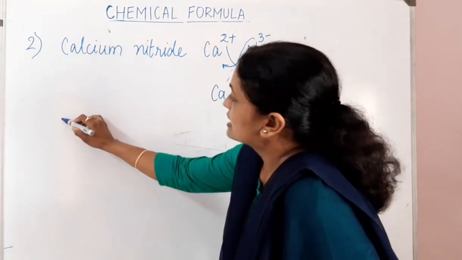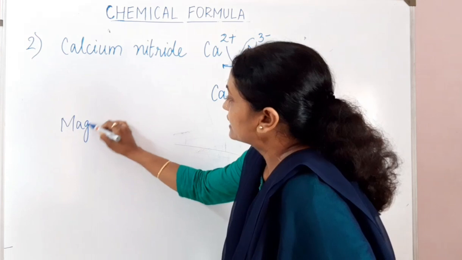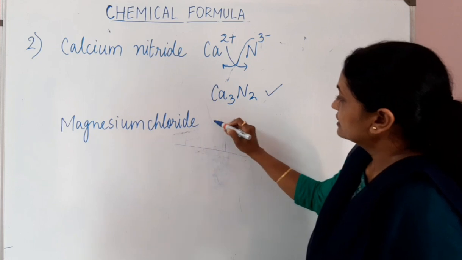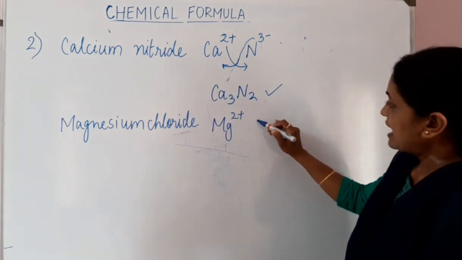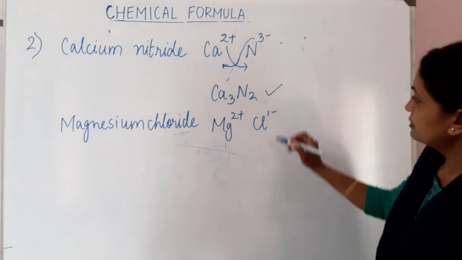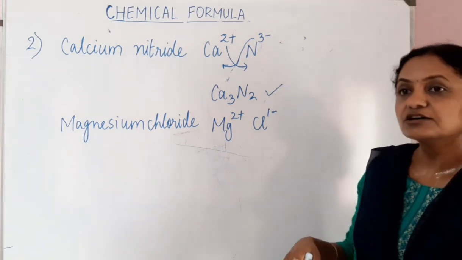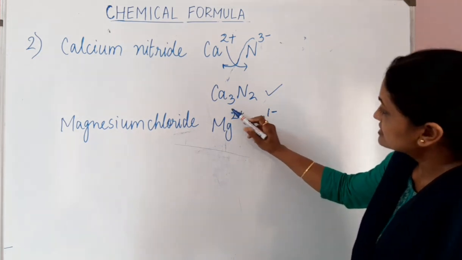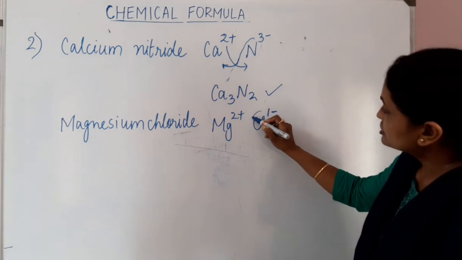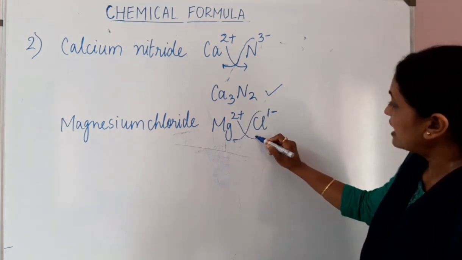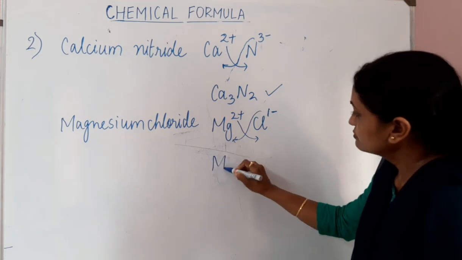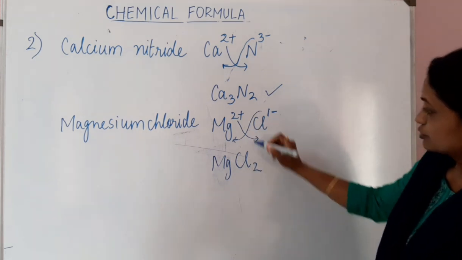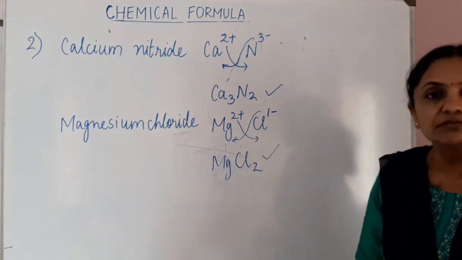Let us take one more example here, magnesium chloride. Magnesium is Mg2 plus and chloride is 1 minus. So again, what is the step? First write the positive and the negative radical side by side and the charges as superscript, and then these charges are interchanged and written as subscript. So Mg1, as I told you, no need to write, and chloride is here 2. So the final formula of magnesium chloride is MgCl2.